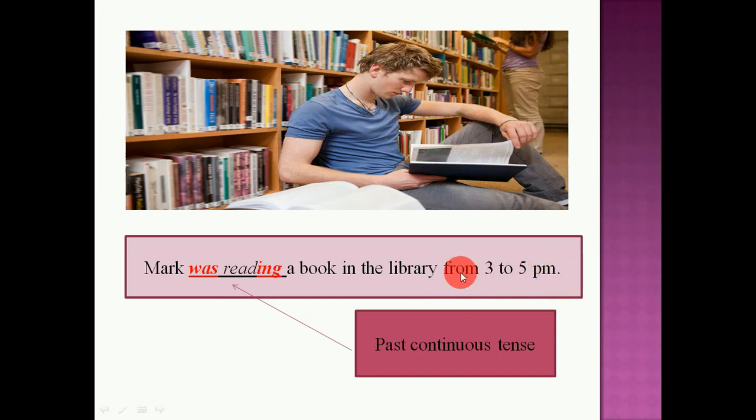So, from 3 to 5. So he took 2 hours reading a book. ده الوقت نتاع ساعتين يقرأ الكتاب في المكتبة. So look at this form. شوفوا لا فورم هذه. لا فورم هذه هي اللي نسموها past continuous tense. It took this form. So what is this form? This is the affirmative form.